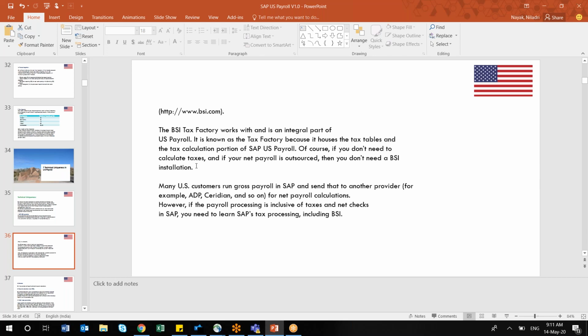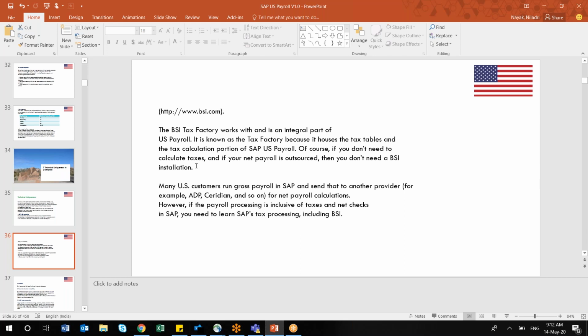Other than that, many of the customers in the US that we have seen do the gross calculation inside SAP. But after doing the gross calculation, the net calculation depends on a third party like ADP or Ceridian. These are the different vendors. I will be focusing on the ADP part. I may not work on Ceridian much, but ADP is the most popular one. How the gross calculation happens and how they do the activities, we will see from a concept point of view. If you have ADP for the net calculation, what are the do's and don'ts? Those things we will be covering.